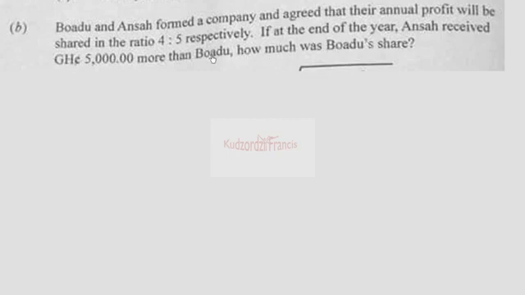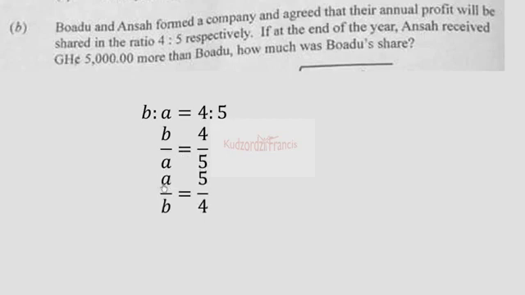So we can use variables. Let's use their first letters, their initials. So Boidu is to Ansa, the ratio is 4:5. We can rewrite this as fractions. B over A is equal to 4 over 5. Let's flip both sides to get this, because we are looking for Boidu.